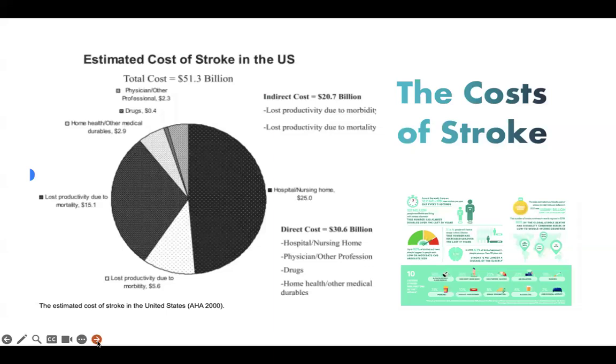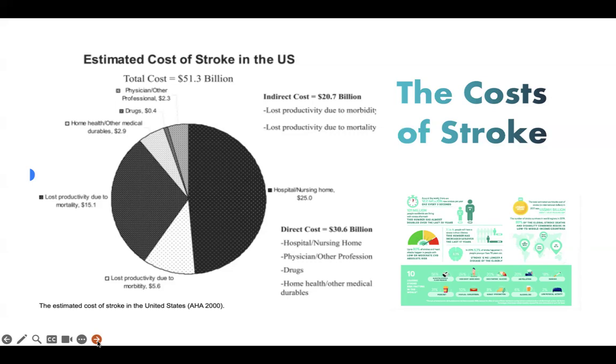So, direct healthcare cost. Stroke requires immediate medical attention, hospitalization, diagnostic tests, treatment, and long-term care. The expenses associated with these healthcare services can be substantial. According to the AHA, it can be $30.6 billion.